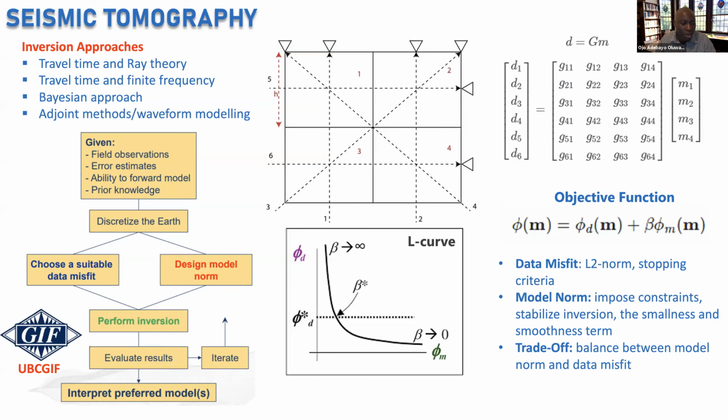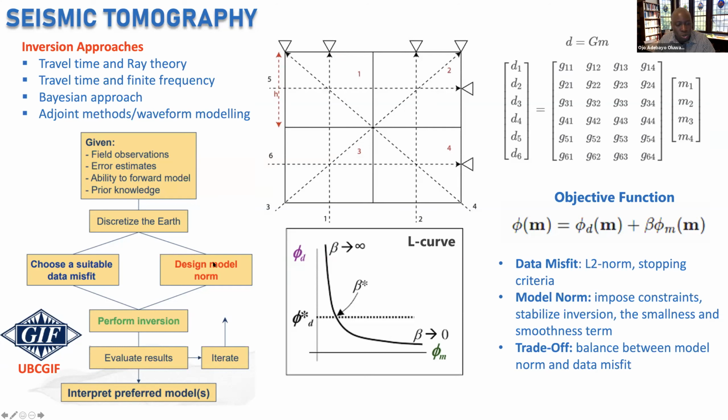And like I said, once all of this is set, you're discretizing the Earth into different meshes. You could use a regular grid size, like I showed here. You could use Voronoi cells and then scale the mesh to be denser where you have very dense ray paths, and to be more sparse where you don't have a lot of ray paths. There are many approaches to discretizing your model, and then you choose a suitable misfit. Most likely we go by the least squares approach, which is the L2 norm, which just measures the difference between your data set and your forward modeling.